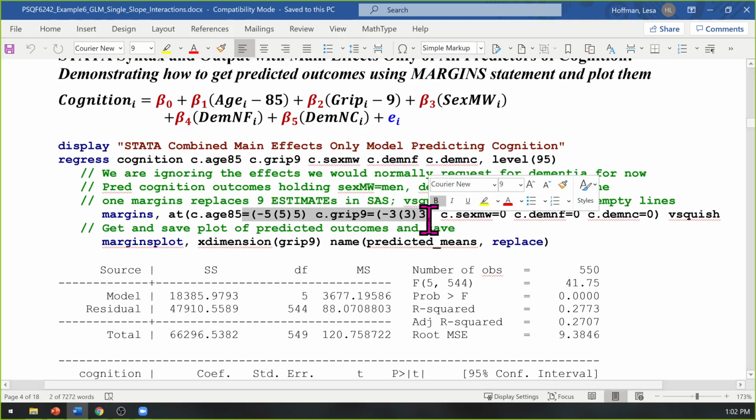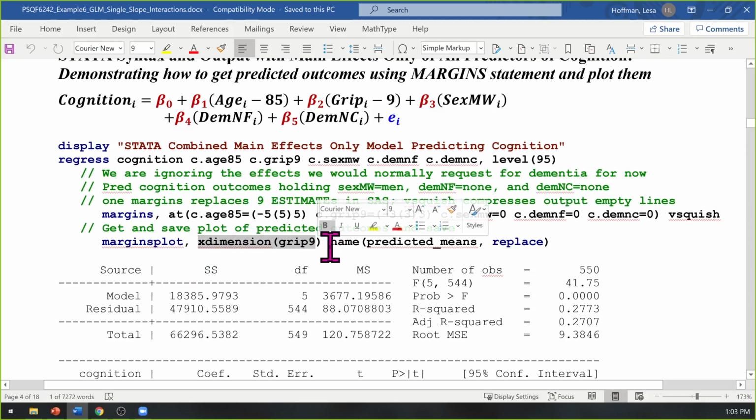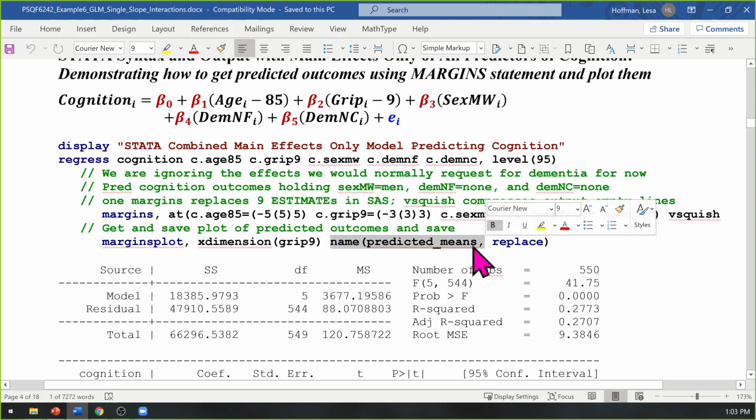And it knows that the most common reason why you would ask for predicted values is to get a picture. So we have margins plot as the next command, where I tell it what dimension of the model I want to put as the x-axis, and I can create a name for it and save it as a permanent separate file that gets saved externally to your hard drive if you wish.